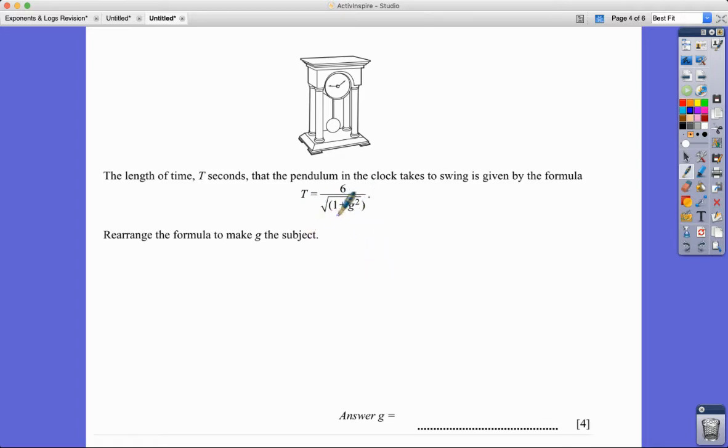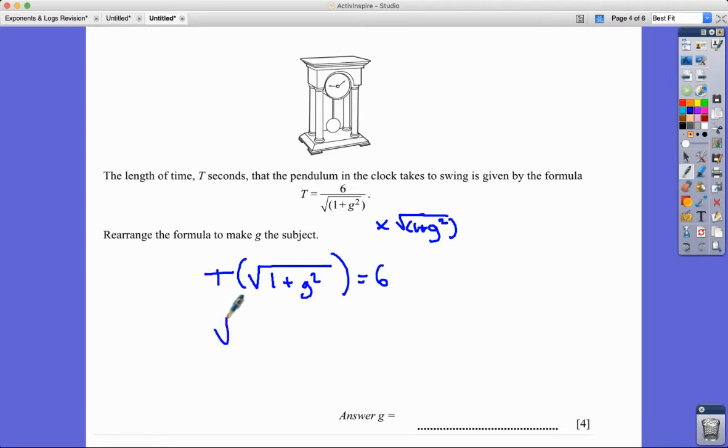The first thing that I can do is to get rid of this whole fraction. So probably what I would do first in this question is multiply by that denominator on both sides. And what that would do is I would end up with t multiplied by the square root of 1 plus g squared, which equals 6. Now as I said, I've got to unpick the rest of it. I'd probably move the t at this point, so I'd end up with just the square root equal to 6 divided by t.